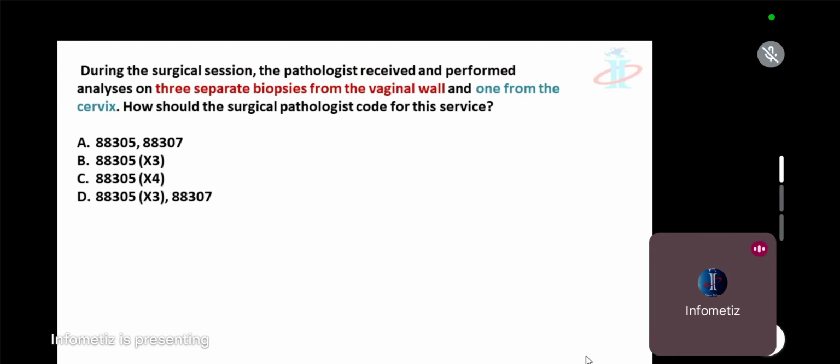Which options can you eliminate here? What is the golden rule? Number of specimens is equal to number of codes. How many specimens are here and how many codes can we see? 4 specimens: 3 from the vaginal wall and 1 from the cervix. So which codes can you eliminate? A and B. Very good. Those 2 options are eliminated. Now we have C and D.